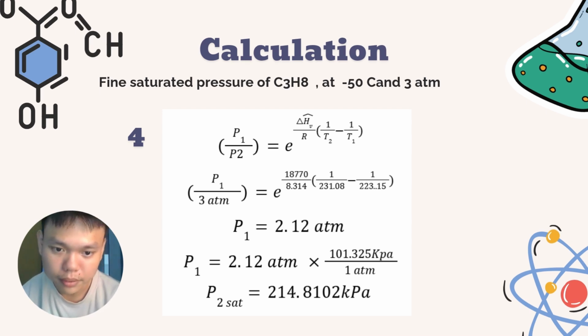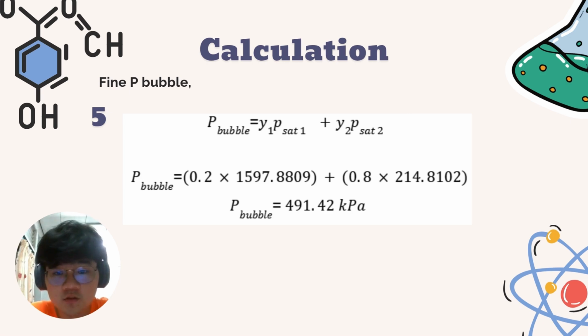So that would be my part. Okay, next we proceed to the calculation of the bubble point pressure, for which the formula is given by the molar fraction of the substance in the mixture times its saturated pressure. And finally, we get the bubble point pressure is 491.42 kilopascal.